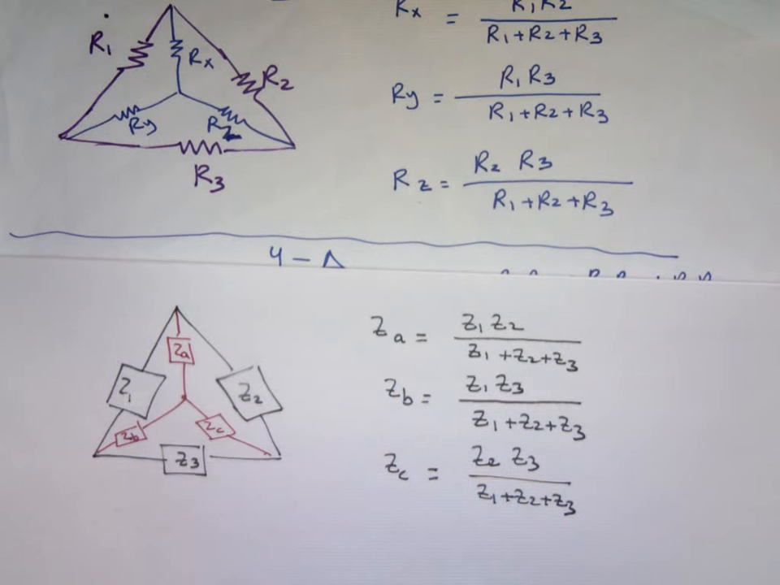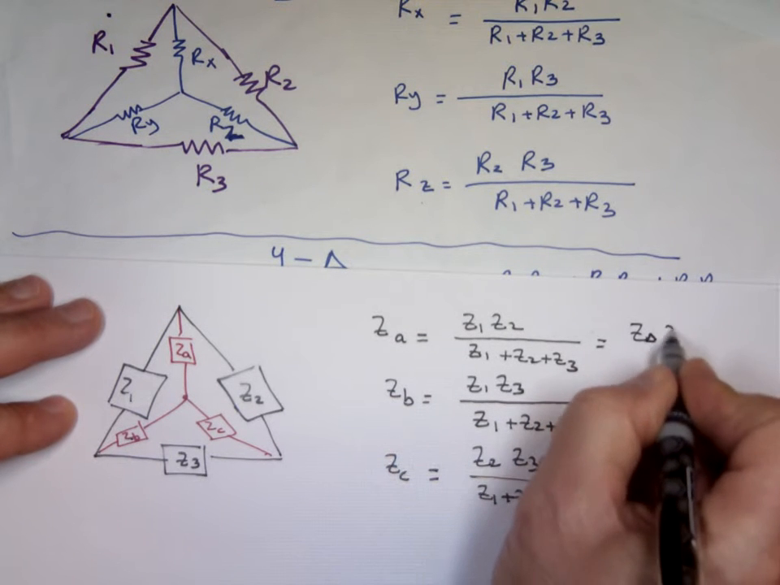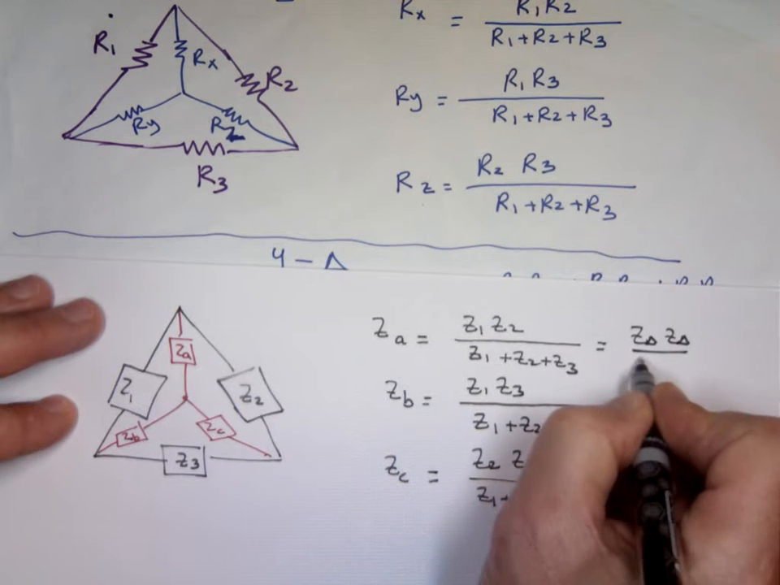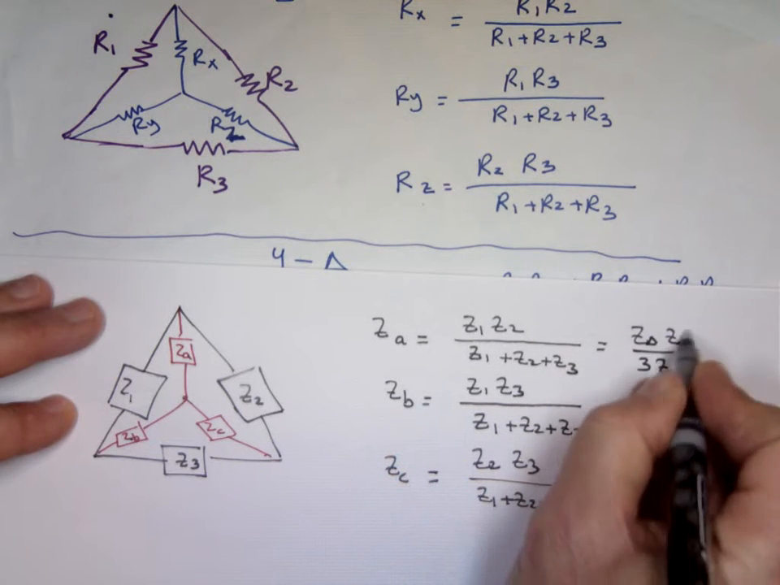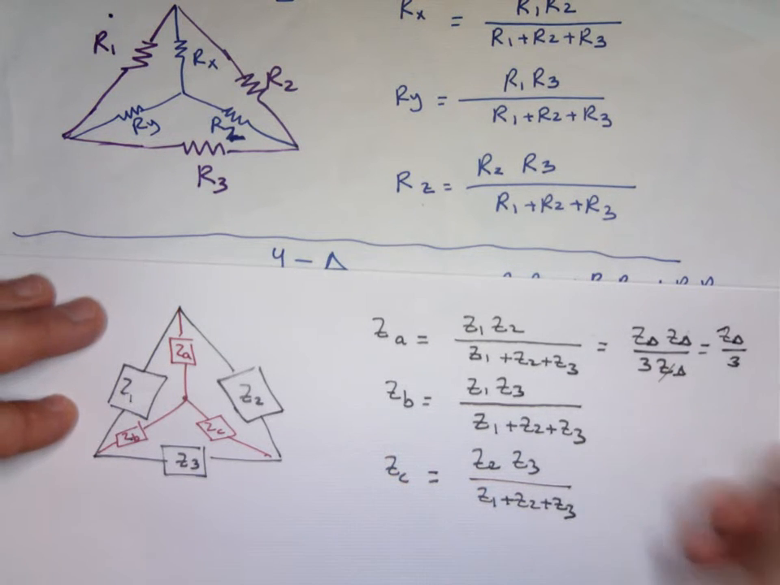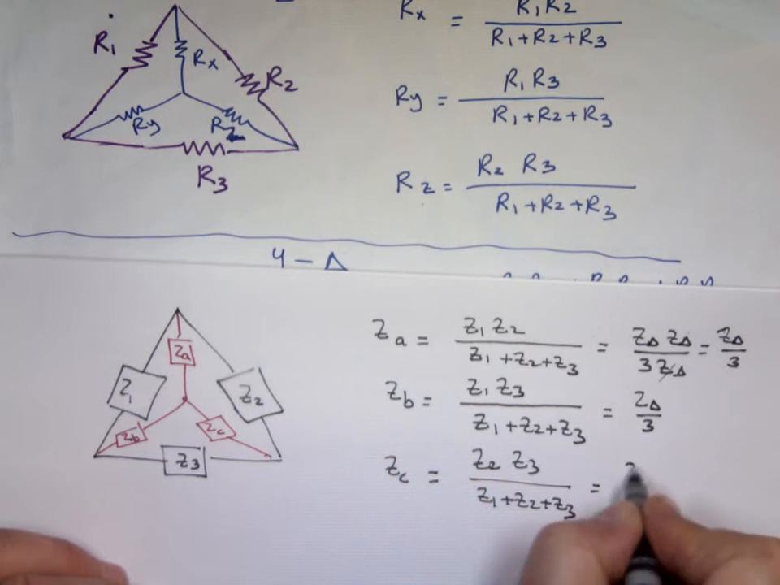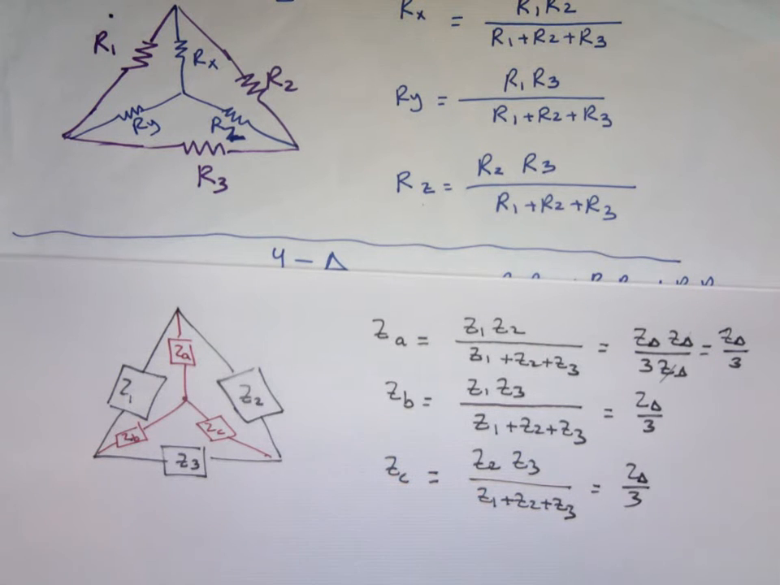Well, if these Z's, Z1, Z2, and Z3 are equal, we call them Z delta. So what you're going to have is Z delta times Z delta, that's when it's balanced, over 3 times Z delta. And this cancels that, you end up with Z delta over 3. Z delta over 3, and this will be Z delta over 3, if the load is balanced. If it's not, then you have to do it this way and find the value for each one. So to find the Y value, we divide that impedance by 3.